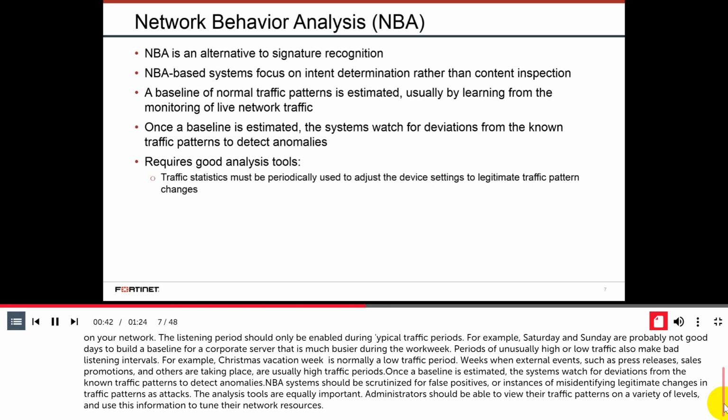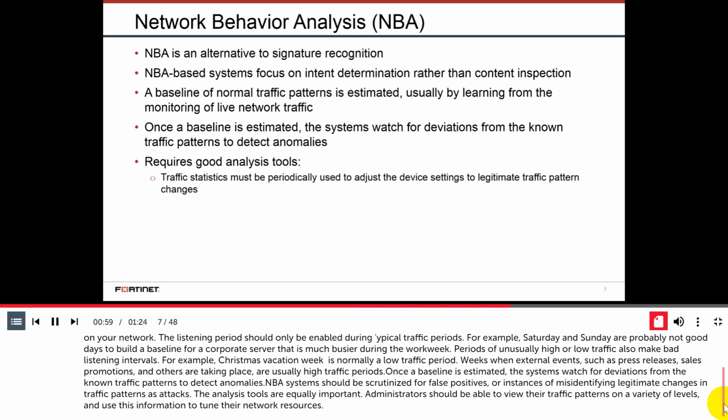Periods of unusually high or low traffic also make bad listening intervals. For example, Christmas vacation week is normally a low traffic period. Weeks when external events, such as press releases, sales promotions, and others are taking place, are usually high traffic periods.